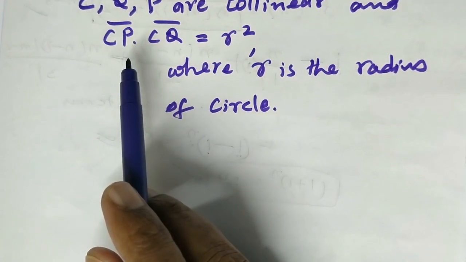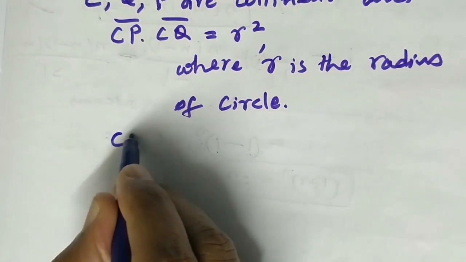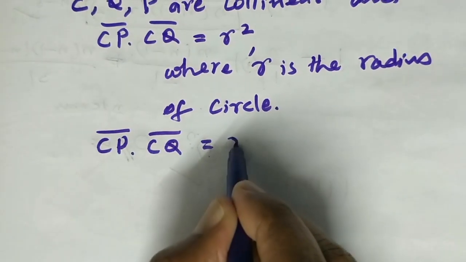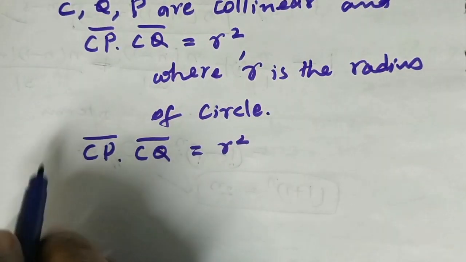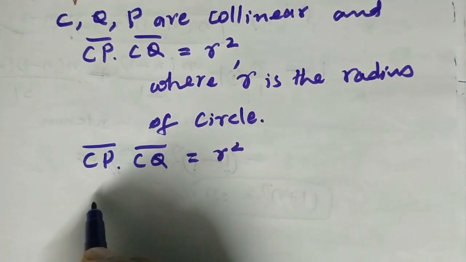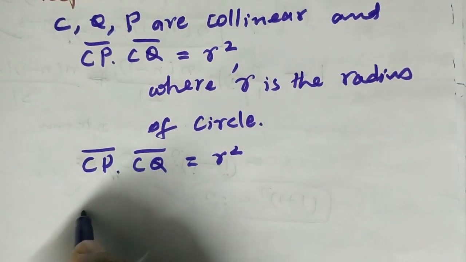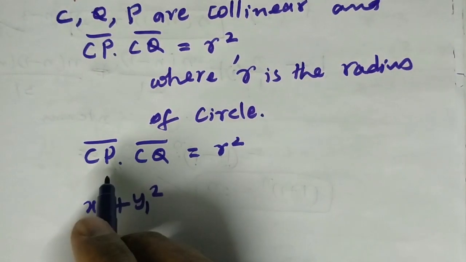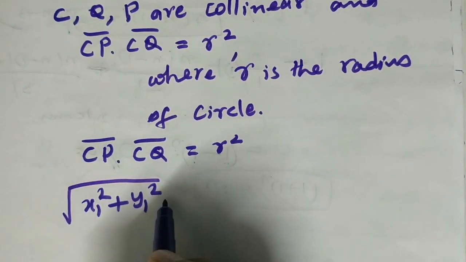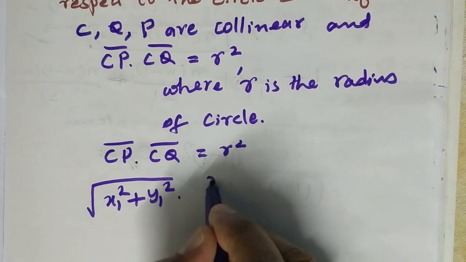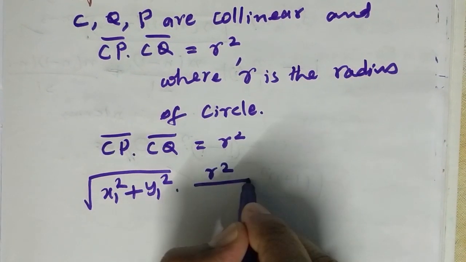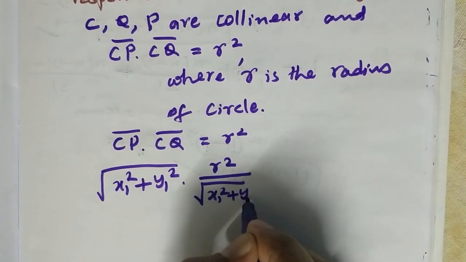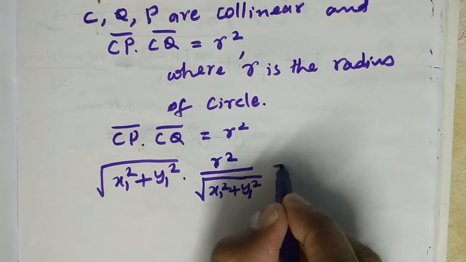Okay, so CP into CQ is equal to R square means what is CP? The distance between the 2 points. Okay, that is x1 square plus y1 square from 0, 0. The distance is under root, into R square by under root of x1 square plus y1 square, that gives you the R square.